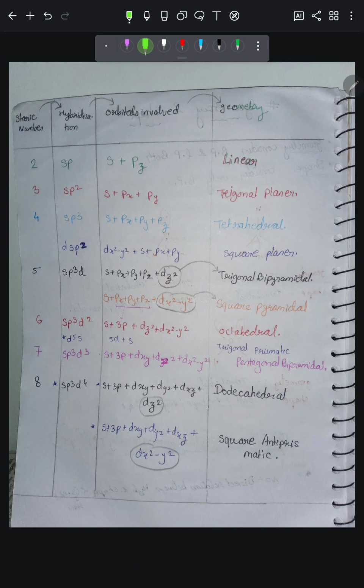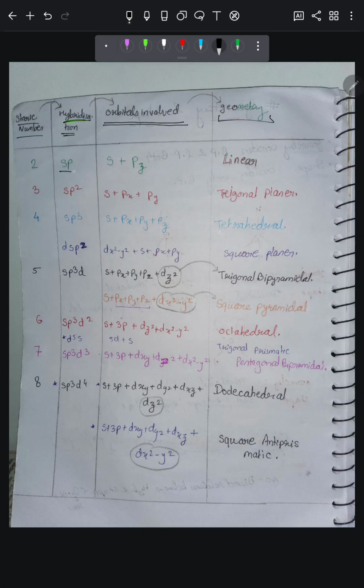So here are some examples, or we can say the steric number calculation and the hybridization to which they belong, and the steric number and the orbitals involved. These are all the orbitals, s, p, d, f and so on. These orbitals are involved in the hybridization, and their geometry is given.